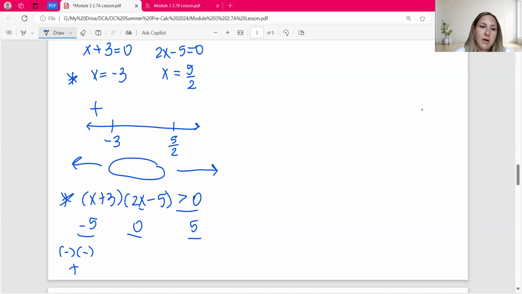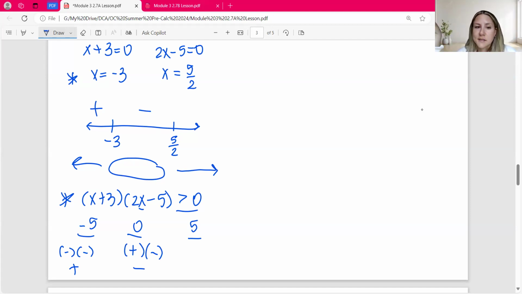I'll do it again for 0. If I substitute 0 into my factored form, 0 plus 3, I'm going to get a positive number. If I substitute 0 into the 2x minus 5, 2 times 0 is 0, 0 minus 5 is going to give me a negative number. Then I'm multiplying those two together. A positive times a negative is going to give me a negative. So any number between -3 and 5/2 is going to give me a negative number, below the x-axis.